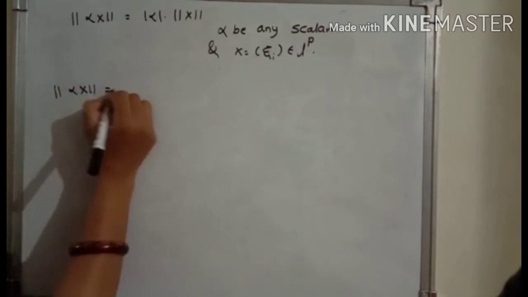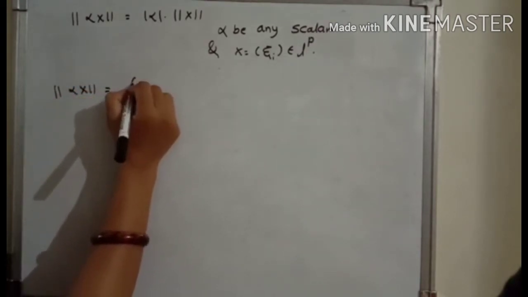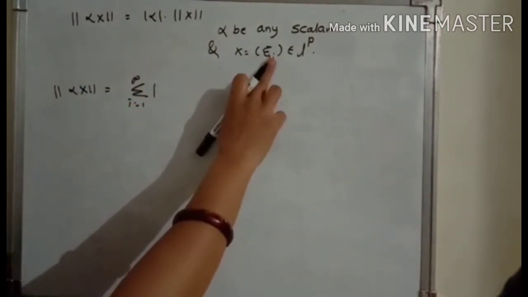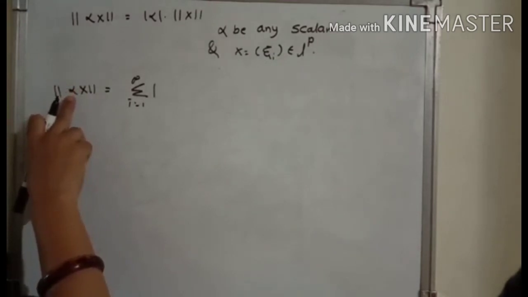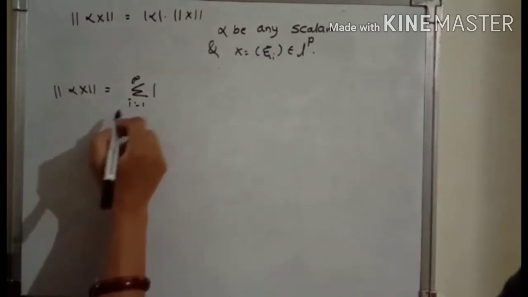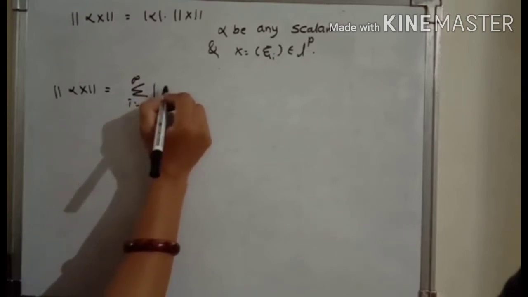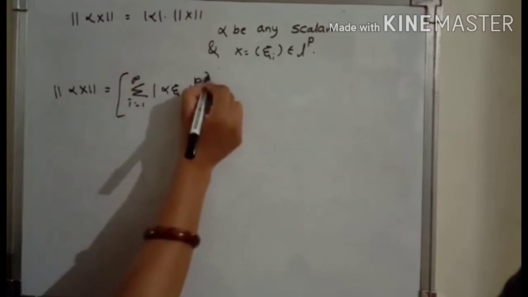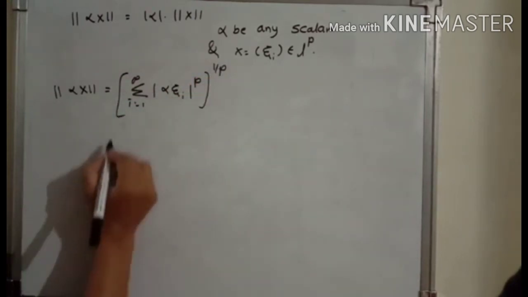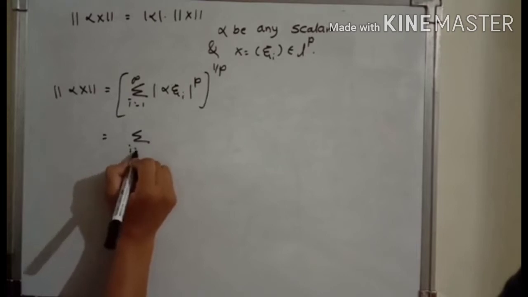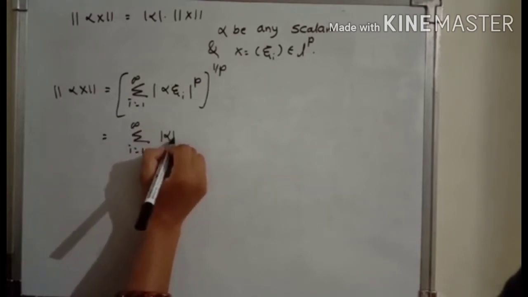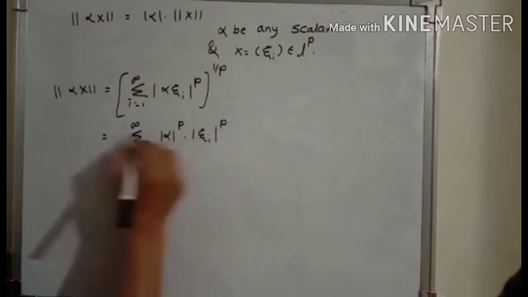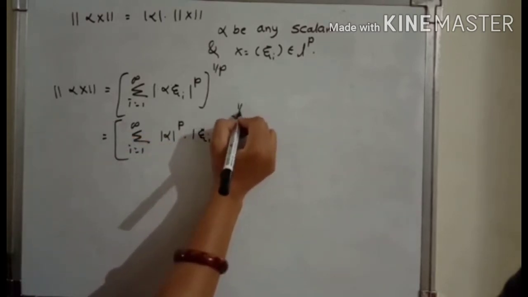It is equal to summation i from 1 to infinity mod of... Now here the coordinates of x are xi i, and therefore the coordinates of alpha x are alpha xi i. So we write here summation mod of alpha xi i to the power p, whole to the power 1 by p. It is equal to summation i from 1 to infinity mod alpha to the power p into mod xi i to the power p, whole to the power 1 by p.